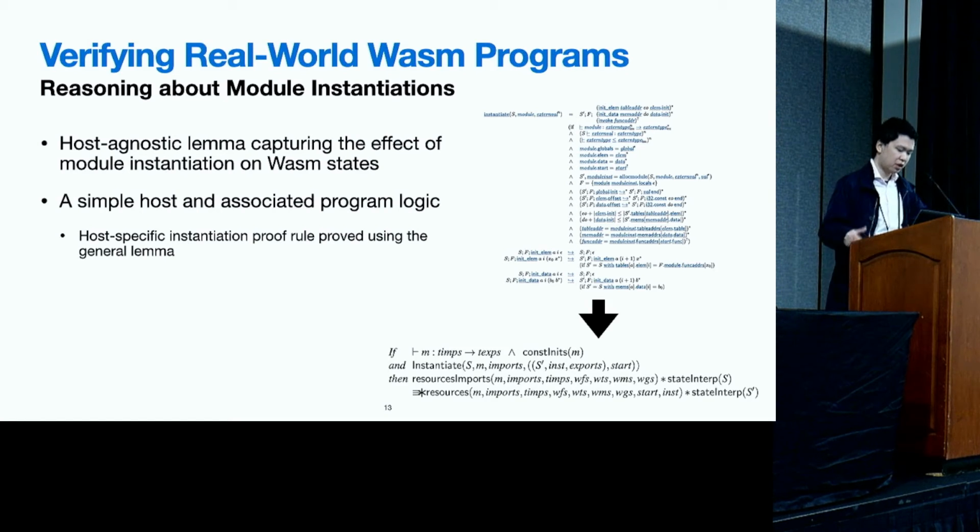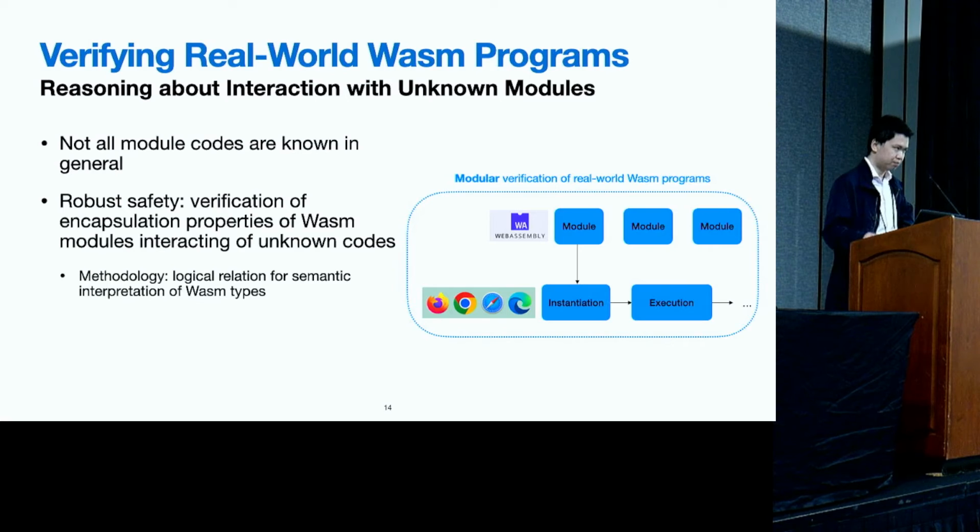In particular, we have proved the host-specific instantiation proof rule using the general version of that lemma. So with this done, what we have done so far has allowed us to fully reason about WASM programs where we know all the code of the modules we interact with. However, even that is not the most general case, because in reality, we might only know the code of one particular module, which has certain import requirements, but we may not know the code of those imports directly.